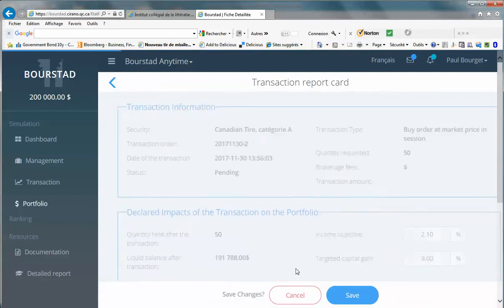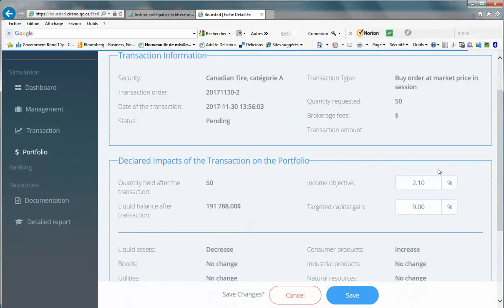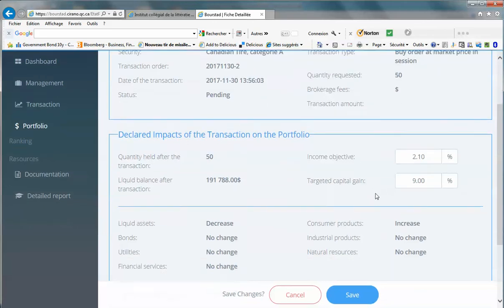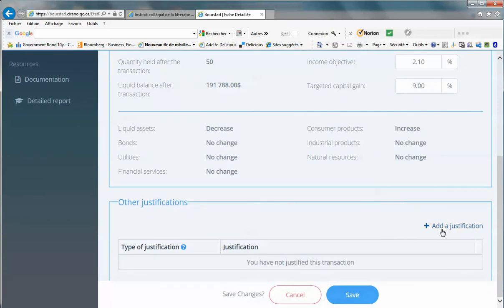Now the transaction slip gives me the opportunity to see everything that relates to my transactions. So currently the status is pending for the reason I just explained. And I can see my income objective, that's 2.1, my targeted capital gain, 9%. If I have more information, I may change that information. In fact, I have 48 hours after having submitted the transaction to modify this information and also to add some justification for the transaction.